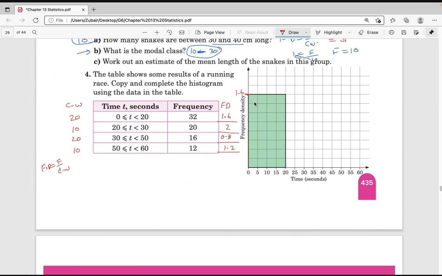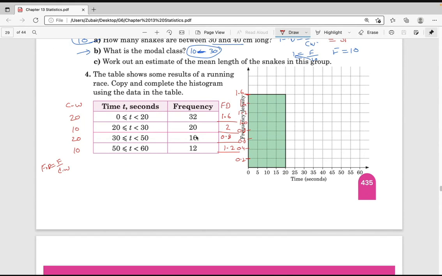I'm counting these boxes: 1, 2, 3, 4, 5, 6, 7, 8. So 1.6 divided by 8. Now I know that one box is 0.2. So 0.2, 0.4, 0.6, 0.8, 1.0, 1.2, 1.4.